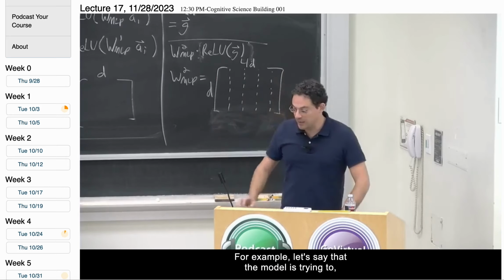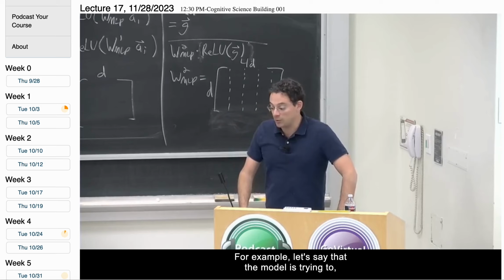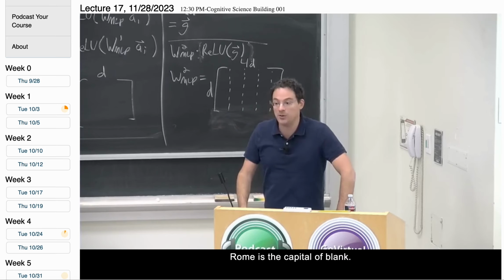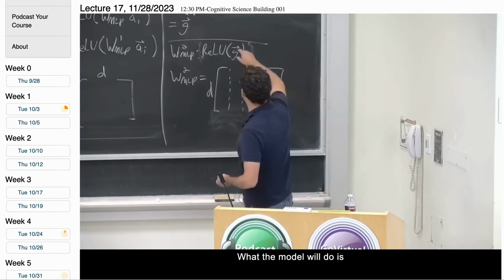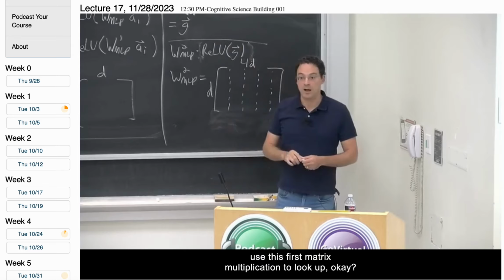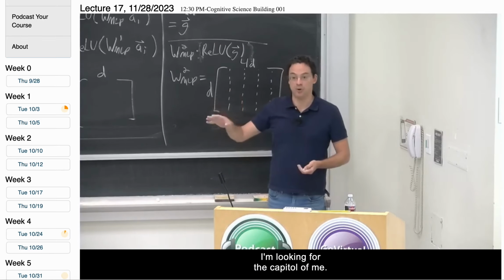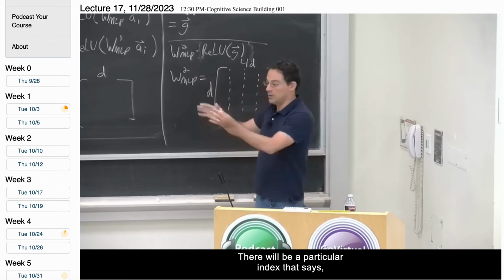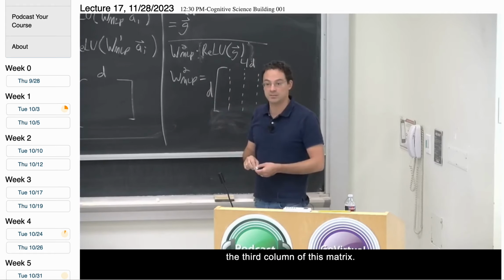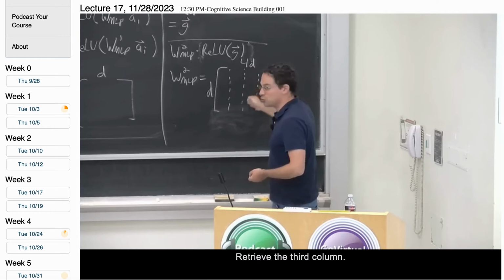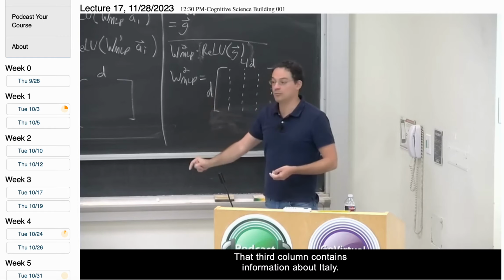For example, let's say the model is trying to predict "Rome is the capital of blank." We're in the process of predicting the blank here. The model will use this first matrix multiplication to look up that it's looking for the capital of Rome. There will be a particular index that says here's where that information is located, say the third column of this matrix. We then do a matrix multiplication and retrieve the third column. That third column contains information about Italy.